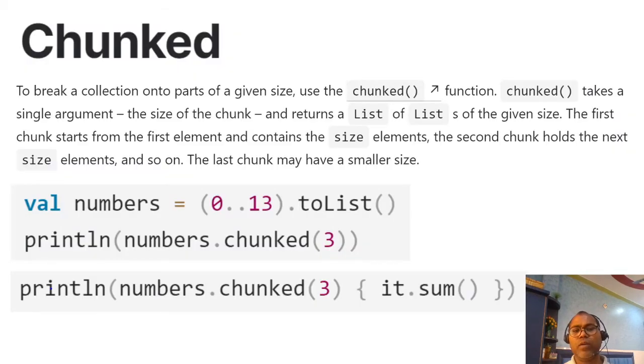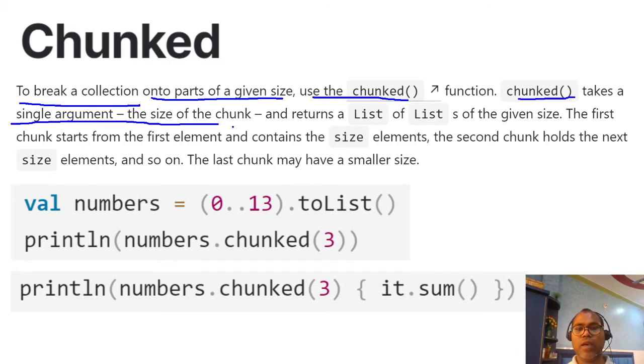Now sometimes we want to chunk up a collection, for example to break a collection into parts of a given size. Let's say you use chunked. This function takes one single argument as the size of the chunk and returns a list of lists. See, it returns a list of lists.